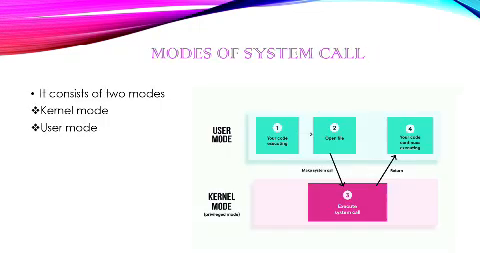Next, modes of system call. It consists of two modes, kernel mode and user mode. First of all, in user mode we are executing the process in isolation from the OS. It does not have any connection with the OS. It also does not have direct access to information in the OS. So let's see each and every mode.